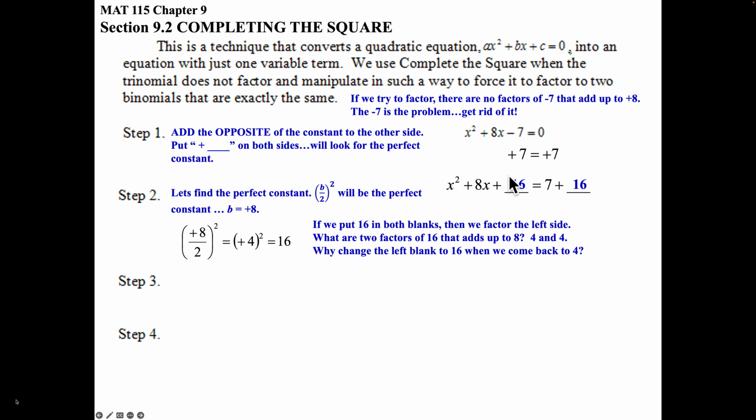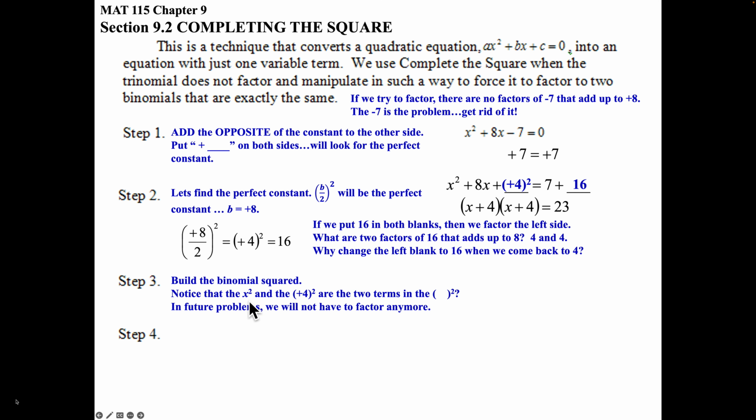So on the left blank, this is going to factor to x plus 4, x plus 4, which is going to give us x plus 4 squared, the binomial. So see this +4 being squared? Don't square it here because that's these two binomials. You need those two +4s there. Step 3 means now you write this as a binomial being squared.